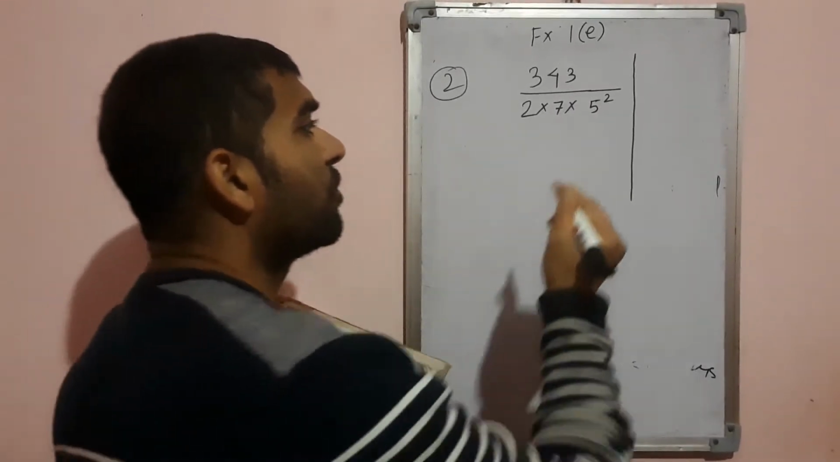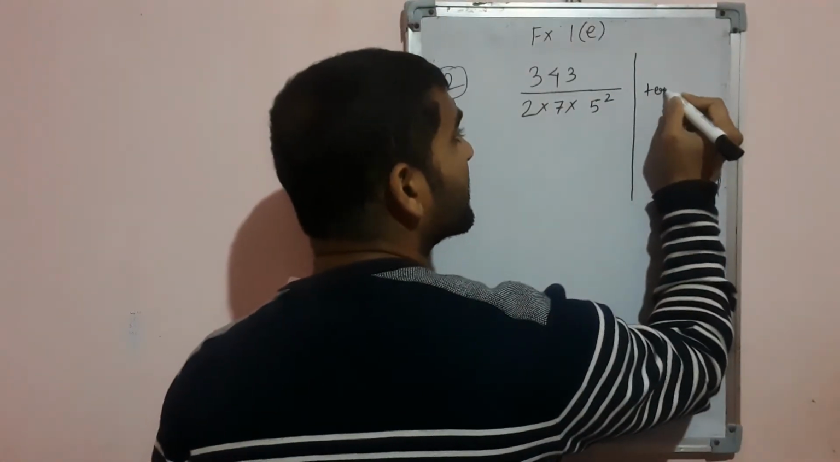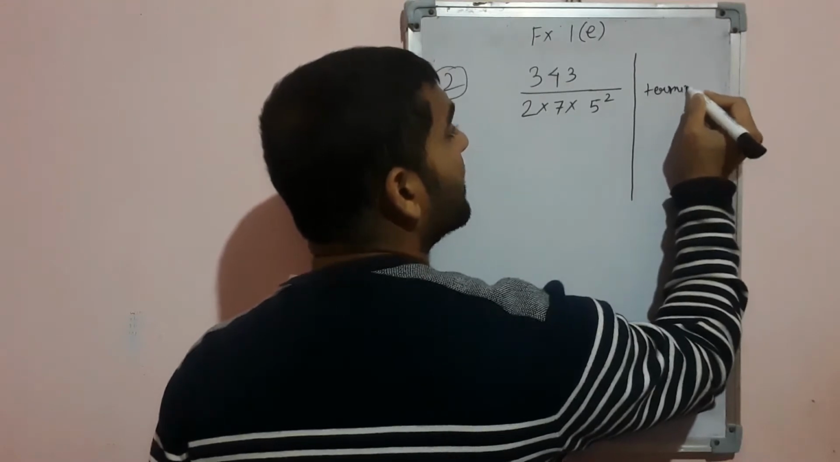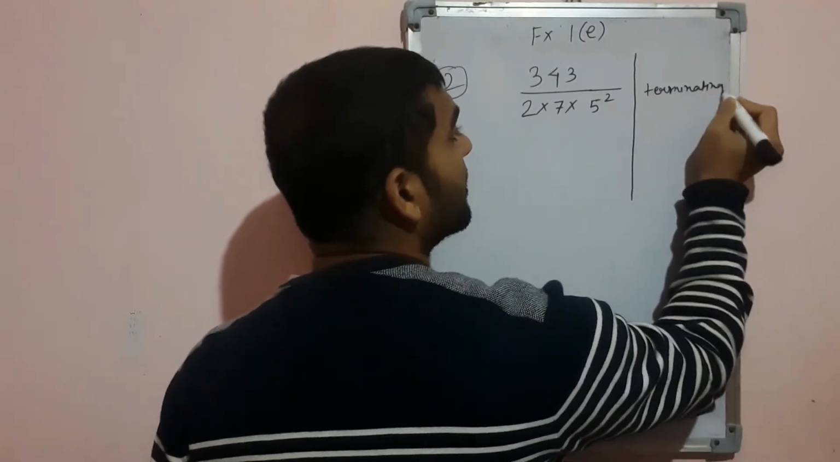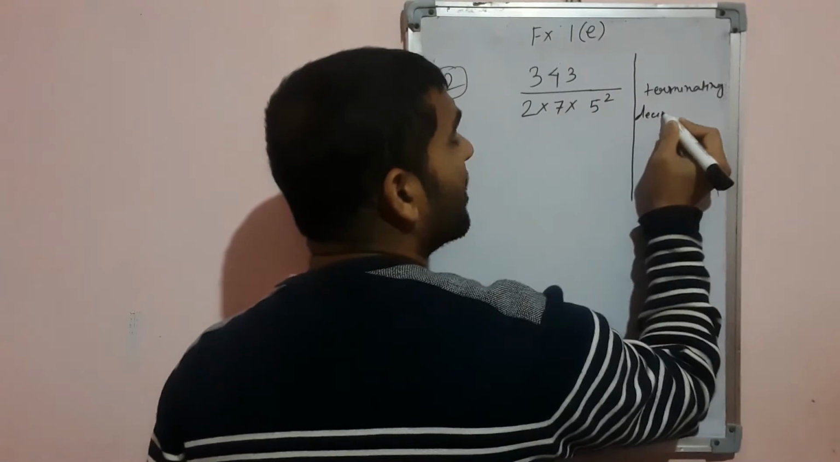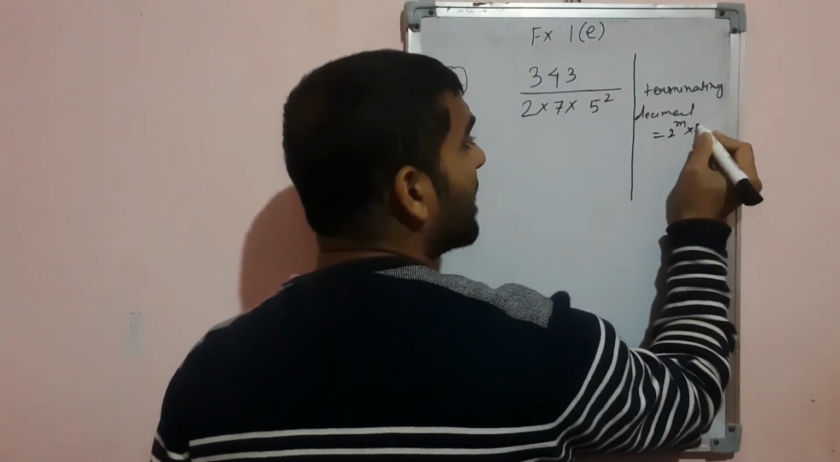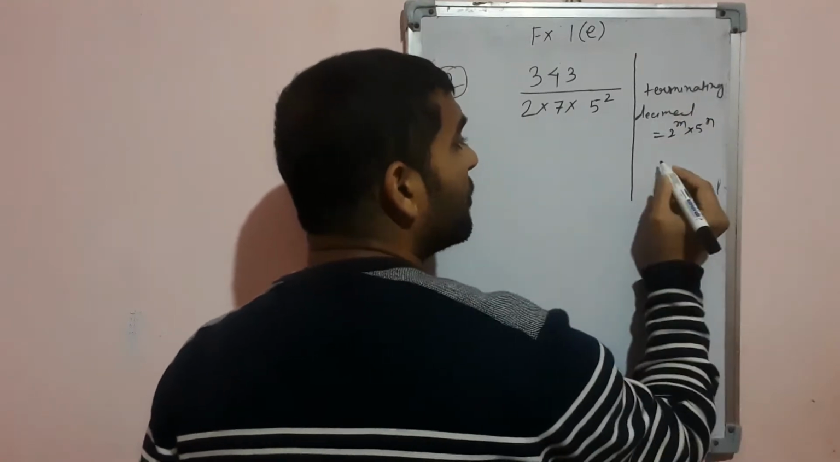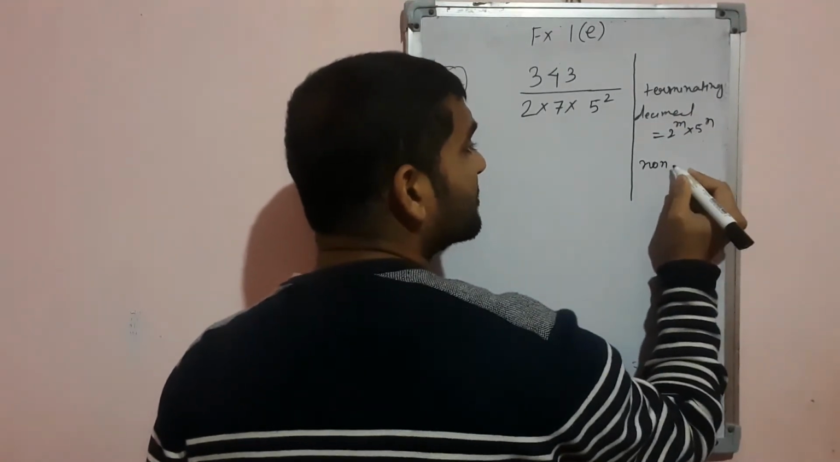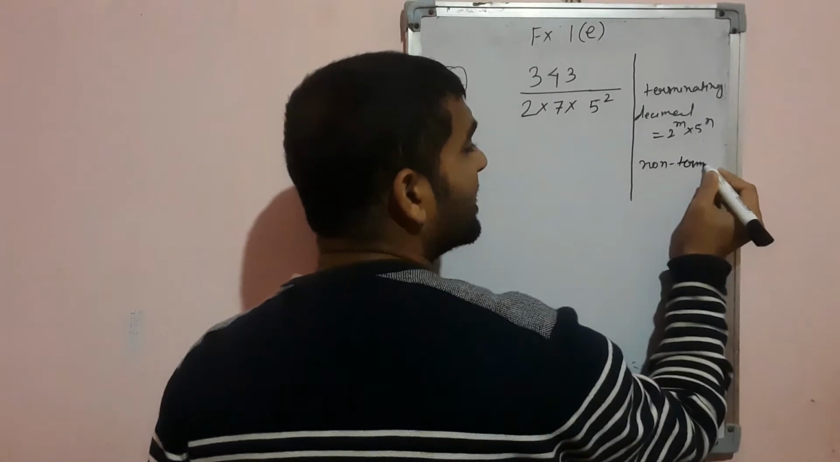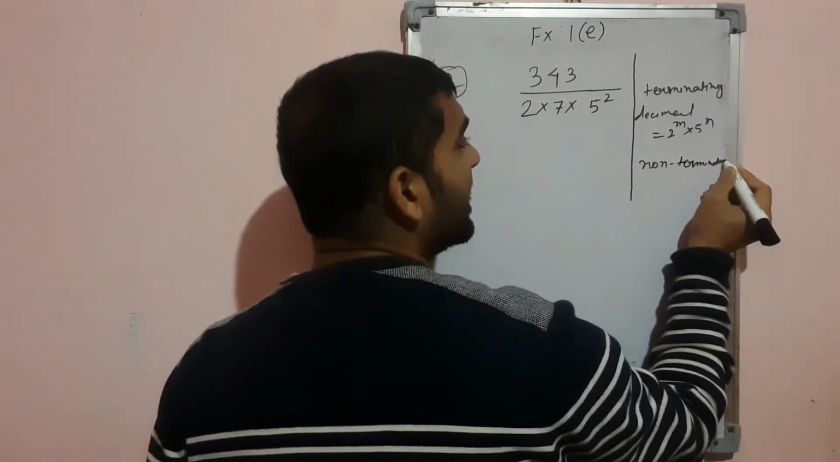So you already know, for a terminating decimal, what do we have? We always have 2 power m into 5 power n. But for non-terminating, what do we have?